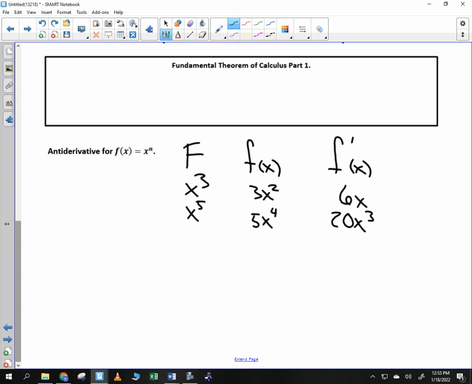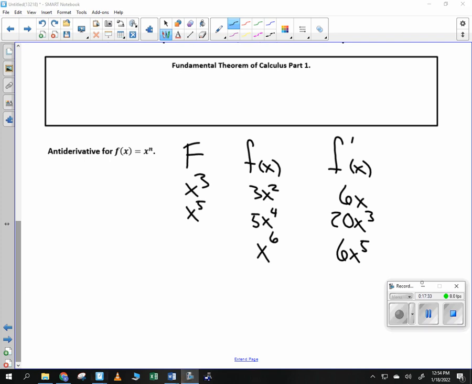Now you think you're getting pretty smart. How about I have this? How about x to the 6th? What's the derivative? 6x to the 5th. Take 30 seconds. See if you can come up with the antiderivative. Don't say it too loud. Just think about it. Go.